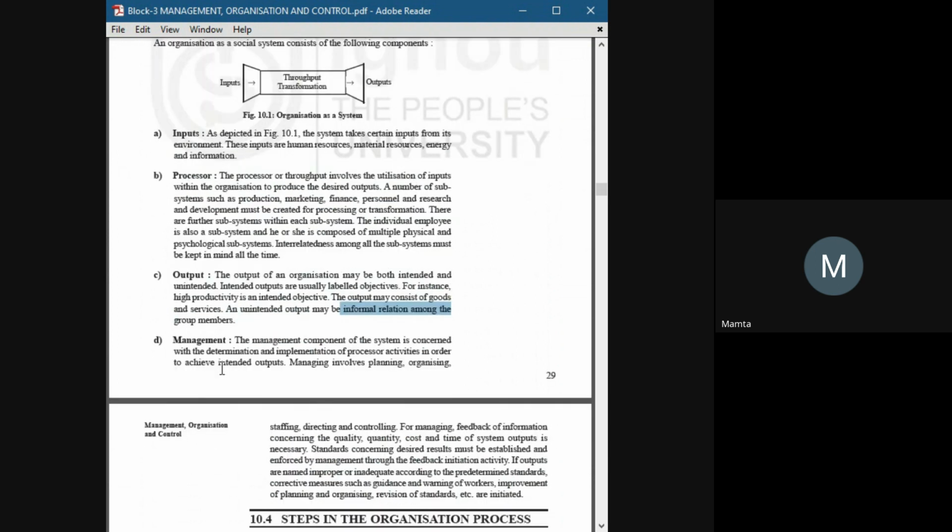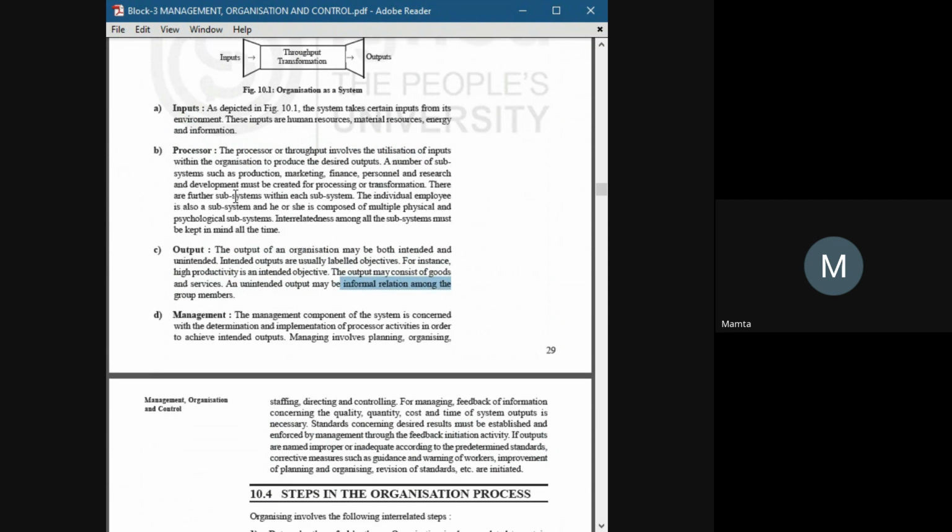This thing we haven't intended. Our goal is to create high productivity, but we have some relation between our members or employees. So that informal relation is part of the unintended output. I guess the organization system is clear to you guys.